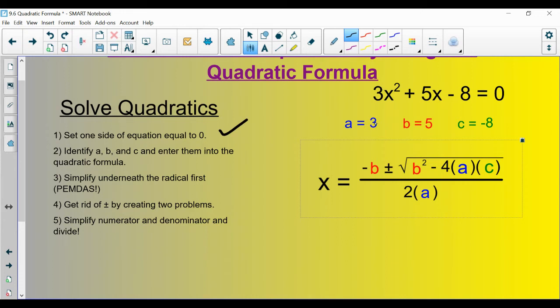The a value you should know is 3 because that's in front of x squared. The b value is 5 because that's in front of x. And the c value is the thing without an x, and that's at the end, negative 8.